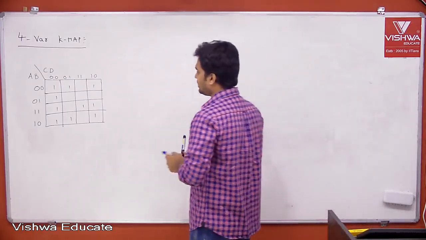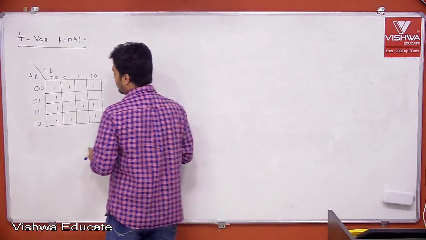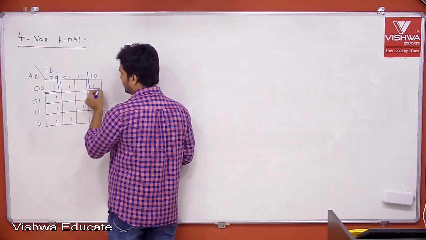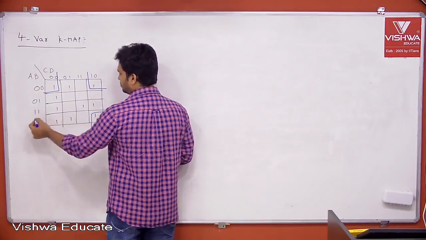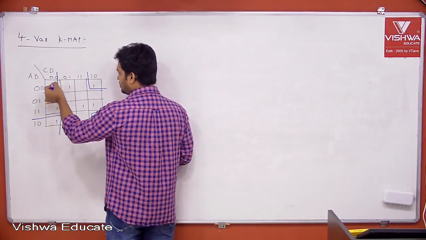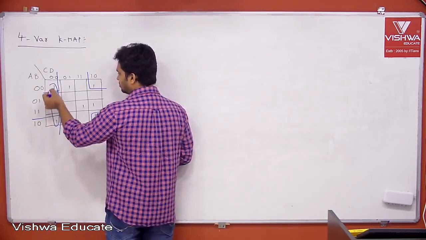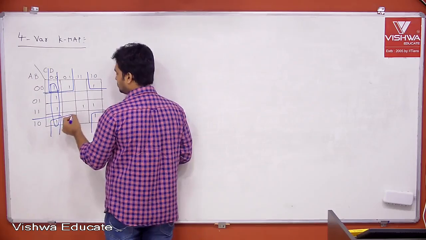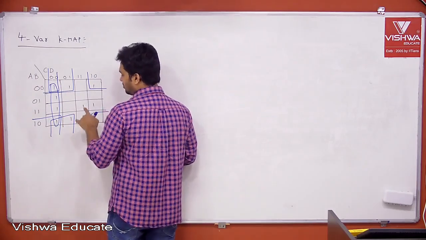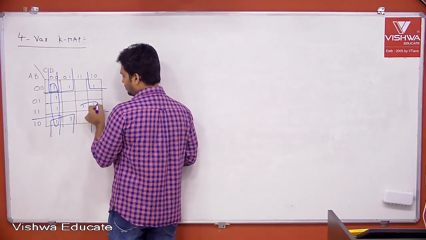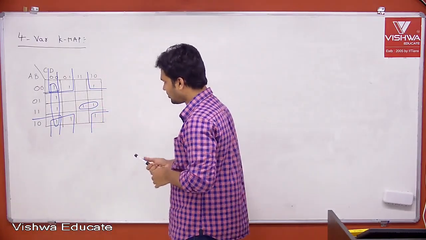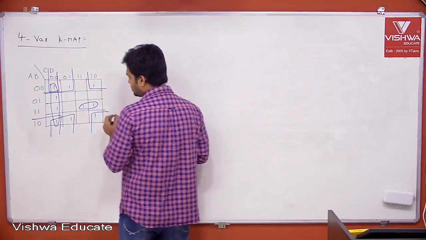Here, let us check whether there is any octet possible. No. Quad S. This is also one quad. This is also one quad. What about this one? It should be covered like this. You may have the doubt, sir, are there any other quads possible? Yes, there is one quad possible. We don't take that.